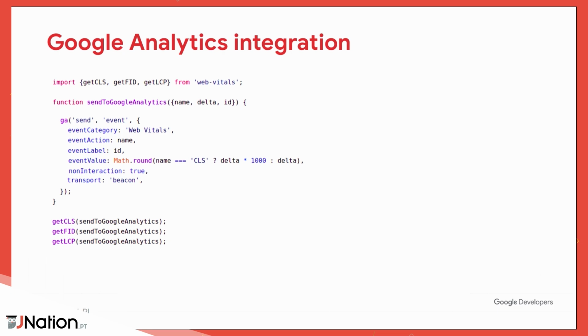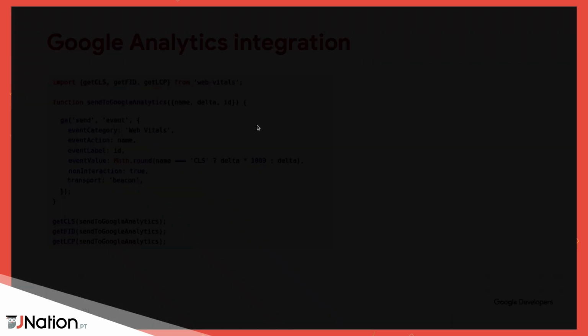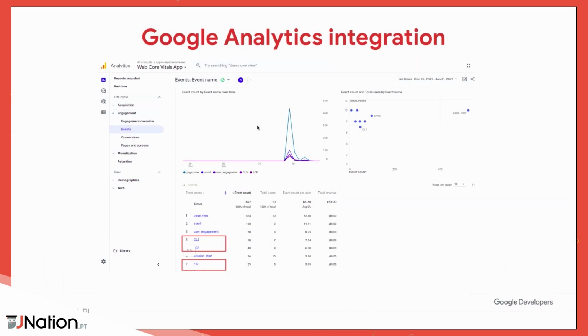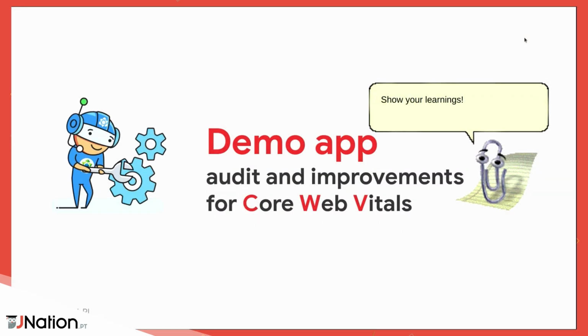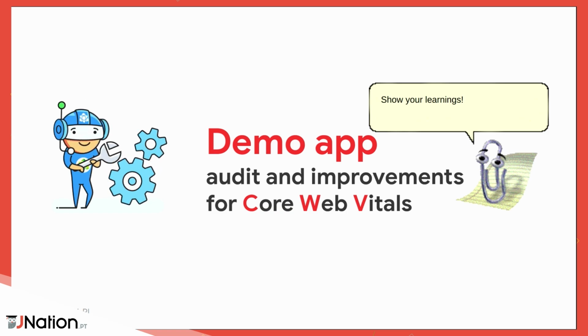But another thing is that if you don't want to use backend, you can integrate Google Analytics. So then you can track these metrics as Google events. You can put the value as the event value. And then without backend, without database, you can just analyze them in Google Analytics. So this is another way how you can track by yourself the Core Web Vitals.